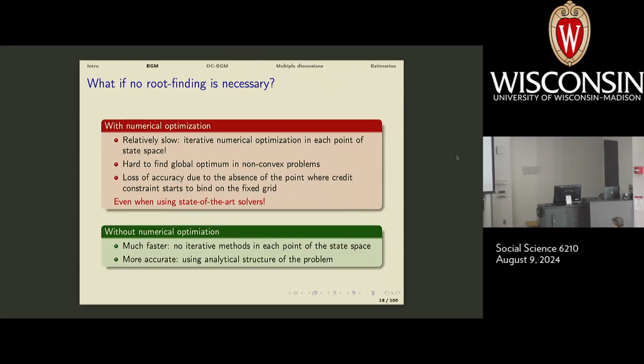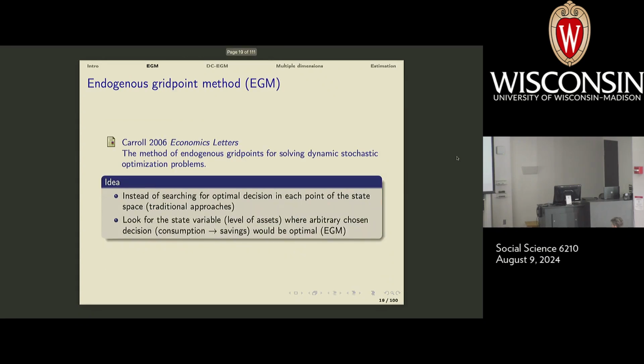Yeah, and so if no iterative methods at each point of the state space, if we didn't have to use that, that would be a lot better, right? A lot faster. Okay, how does it work? This comes from Carroll, 2006. We are about to celebrate the 20 years anniversary of this paper. It's a very short paper, very accessible. So the idea is this.